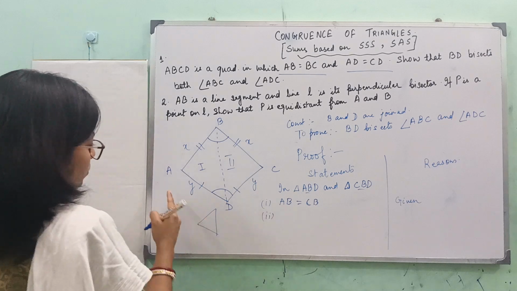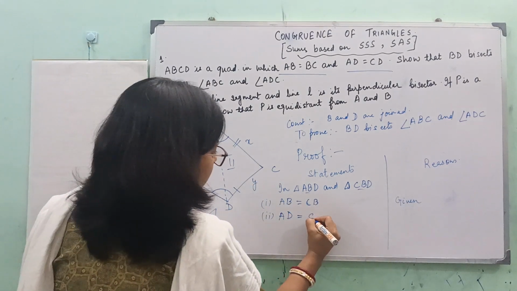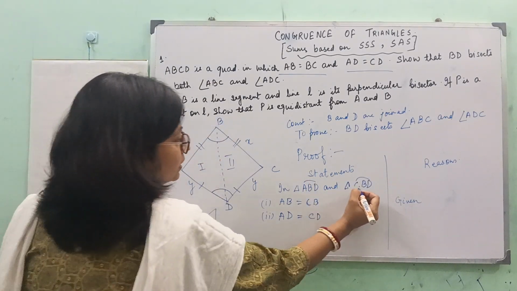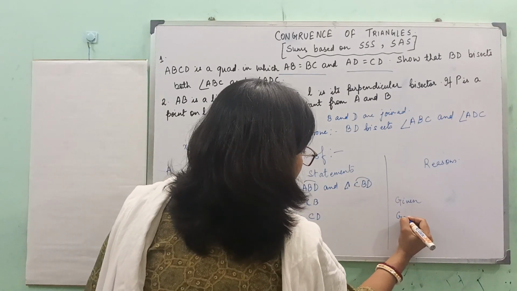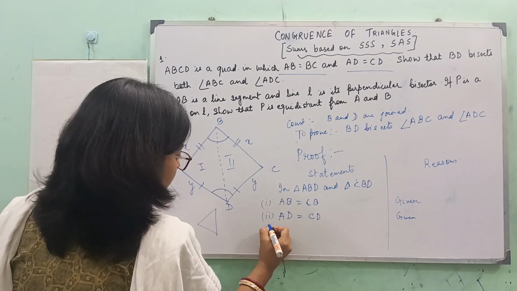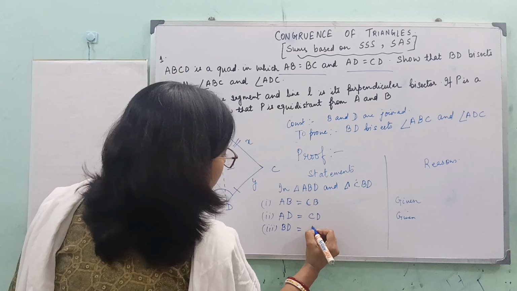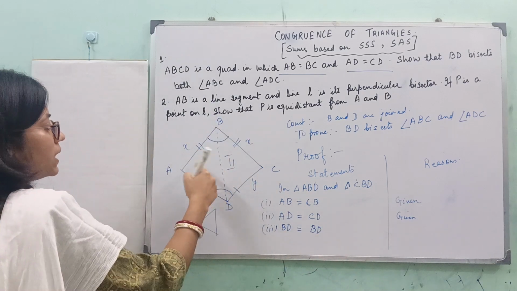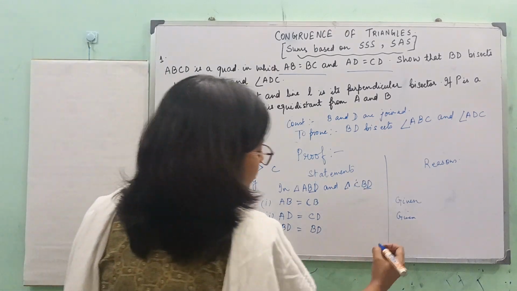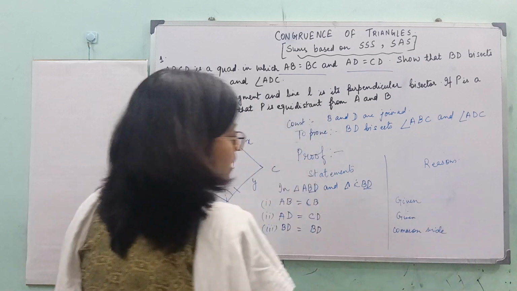Number 2, AD is equal to CD. See, check it out. AD, CD. Alright. This is also given to us. Third, BD equals BD, because BD is a common side to both the triangles. So you can see over here BD and BD is same. So BD is equal to BD. This is the common side.